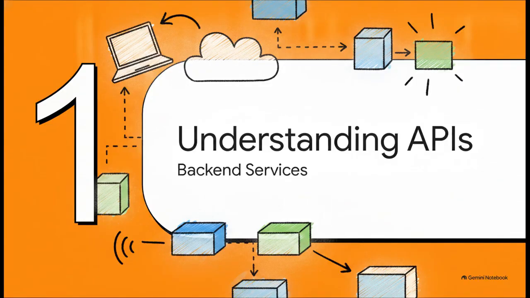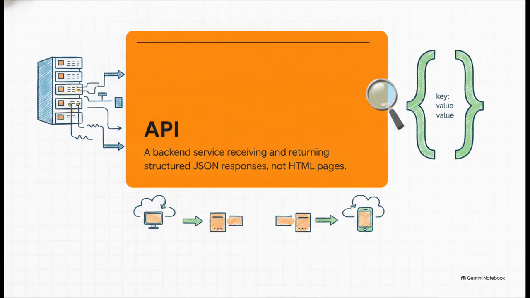Let's dive right into Section 1, Understanding Modern APIs. So, to set a crucial baseline here, what exactly is an API? Well, an application programming interface is essentially a backend service. Unlike older frameworks like Django that generally return fully rendered HTML pages for your web browser to display, an API is strictly about the data. It receives structured requests and returns structured responses, usually formatted as JSON. Think of it simply as, JSON in, JSON out.